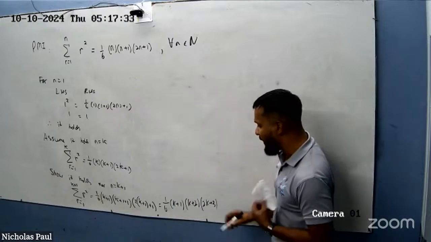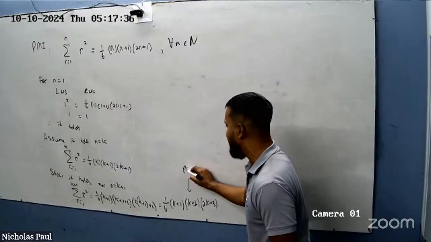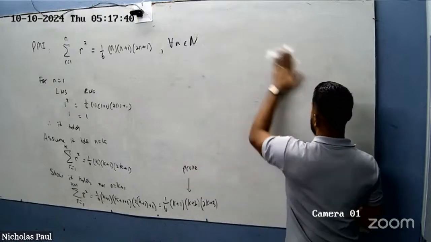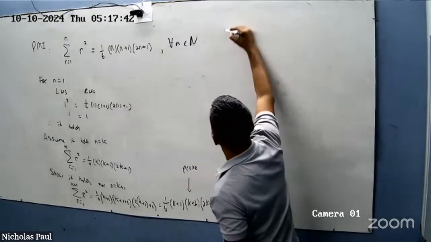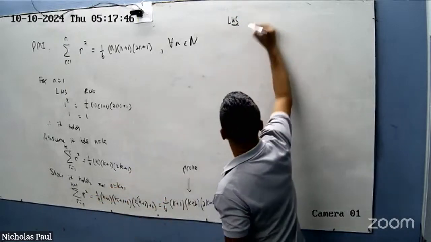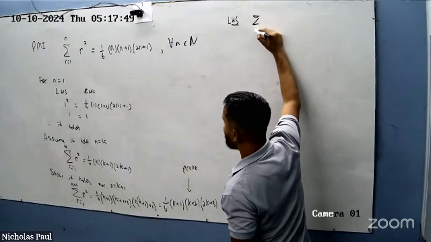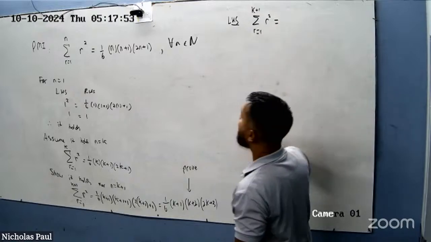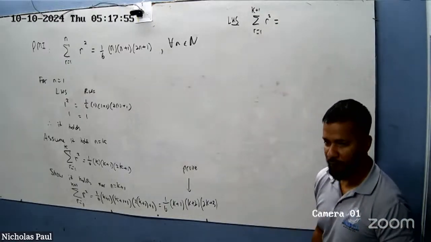So what we have to do is prove this step here. In order to prove it, we're going to start with the left-hand side. We're going to start with the summation of r going from 1 to k plus 1 of r squared, and then try to end up here.